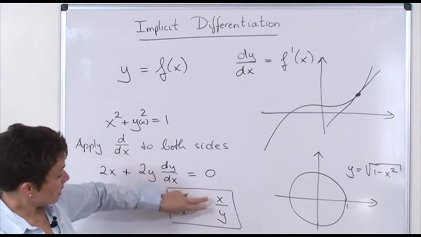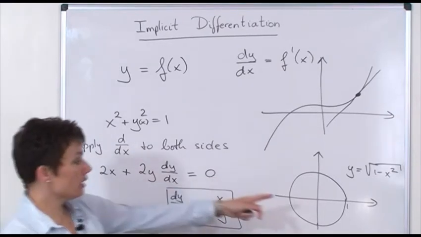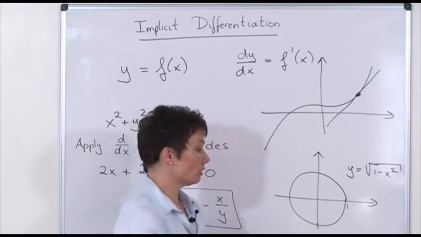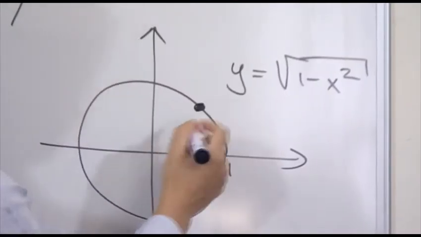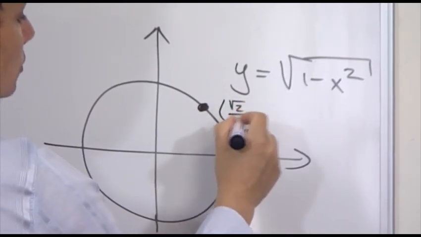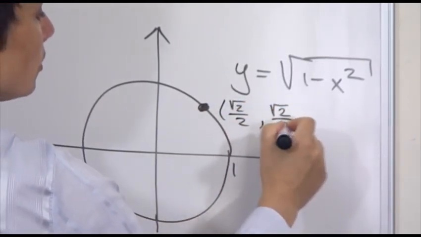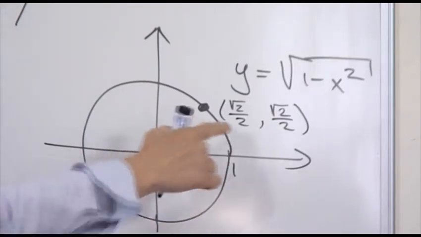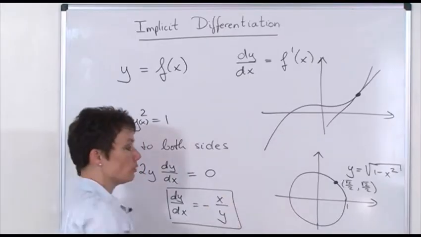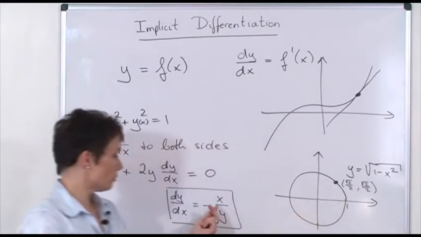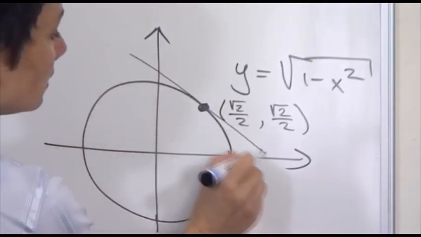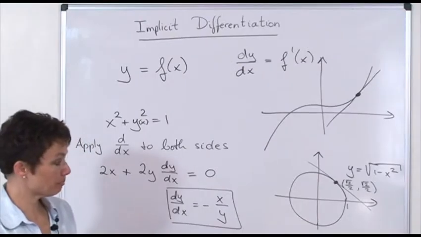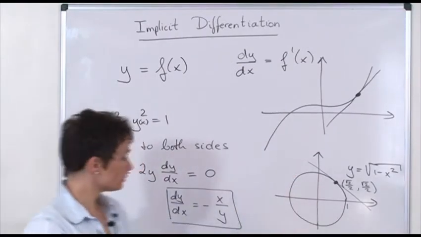And it allows us to take any point on the circle. We could, for example, take this point here at pi over 4, which has coordinates square root of 2 over 2, square root of 2 over 2. Plug the x coordinate in here, plug the y coordinate in here. Since they are the same, the derivative here is negative 1. That's what we expect, right? The tangent line here has slope negative 1.